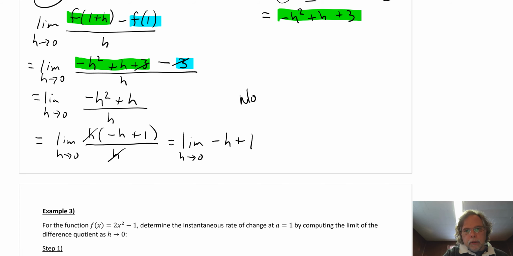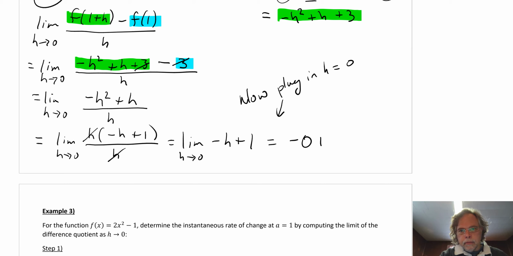Now, and only now, we can plug 0 in for h. Remember, we could not do that before. And so 1 is the answer.